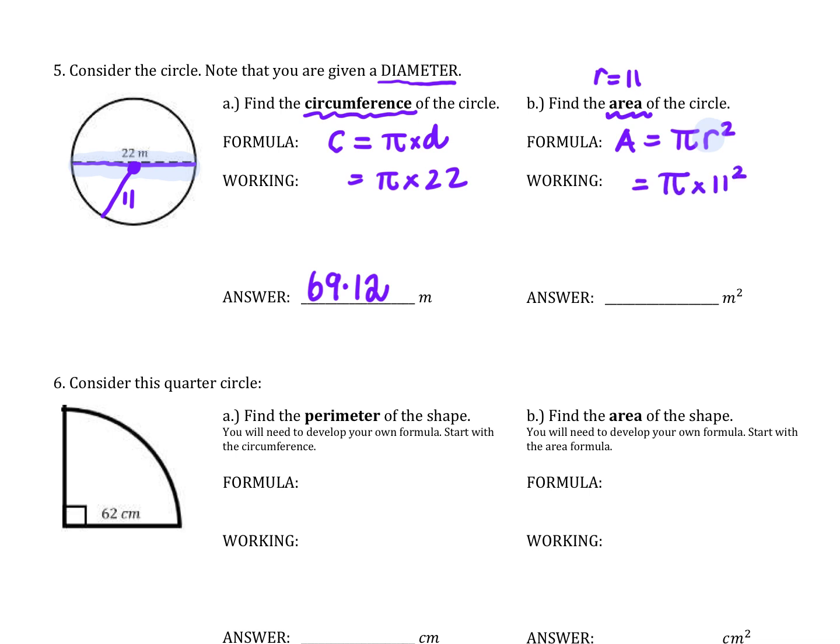Pop that in my calculator, and that's 380.13, and it's metres squared because it's an area.